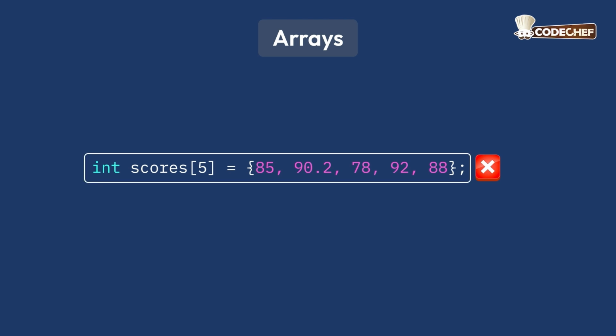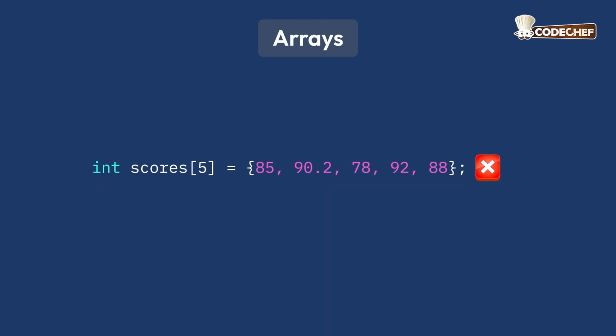Second, arrays can only hold elements of the same data type. For instance, in an integer array like scores, we can only store integer values. If we try to add a string or floating point number, the compiler will throw an error.